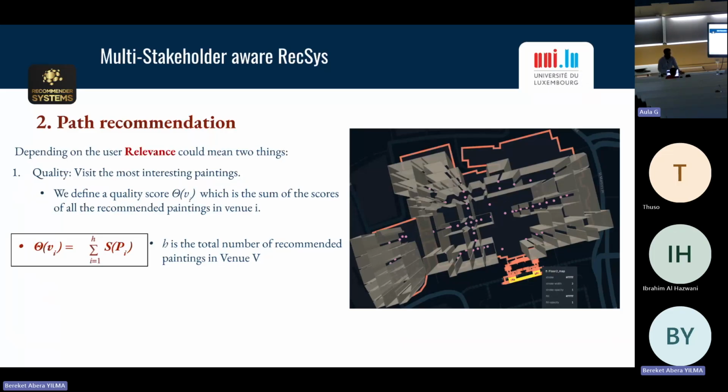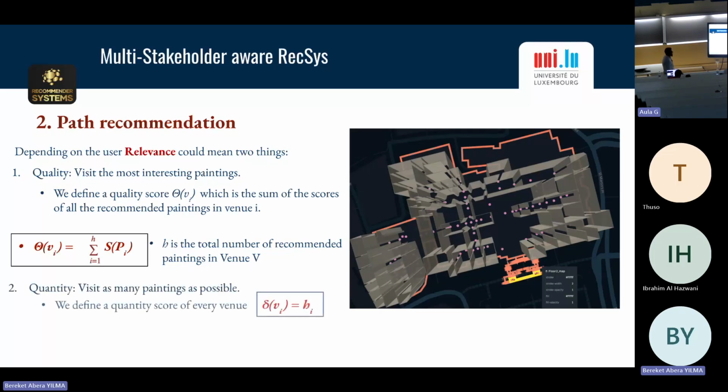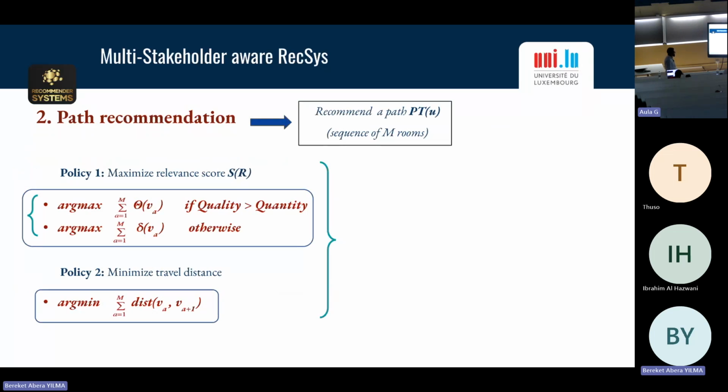Does the user value quality or quantity? If the user wants to visit the most interesting paintings, but few, then you send him to the next venue with 1 painting. But if the user wants to see as many paintings as possible, then you have to decide. So we have a small function that does that variation between quantity and quality. Again, this discussion leads you to have 2 different policies here.